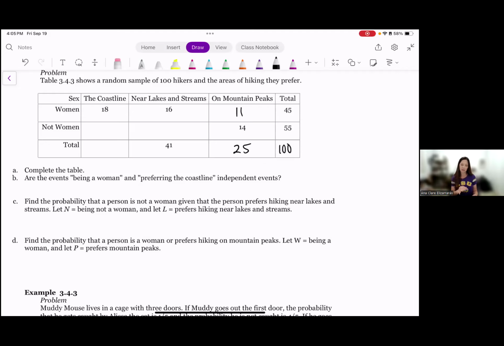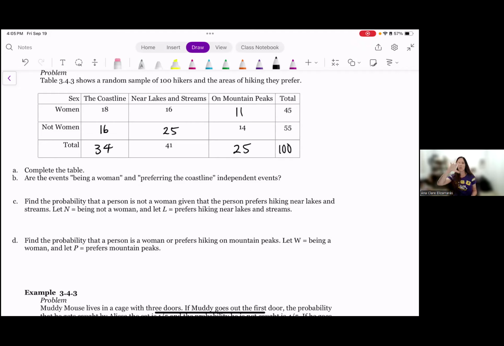16 plus something should give me 41. So if I do 41 minus 16, I find out that there's 25 who preferred lakes and streams. I can do the same thing to find either not women or the total. Let's do 100 minus 41 minus 25 to figure out how many prefer the coastline. That's 34. And then 34 minus 18 would give me this piece here.